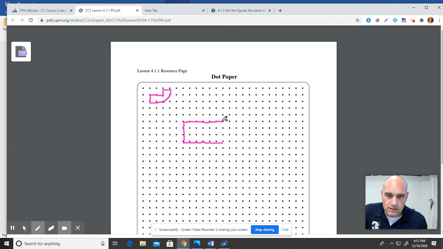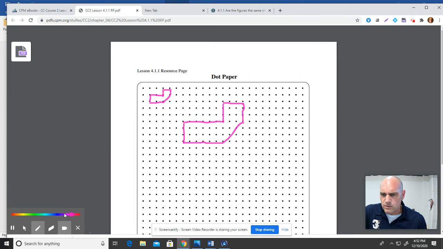Has a length of 1, so we're going to go up by 3. 1, 2, 3. This has a length of 1, so we're going to go over 3. 1, 2, 3. This has a length of 1, so we go down 3. 1, 2, 3. And then we do the diagonal.